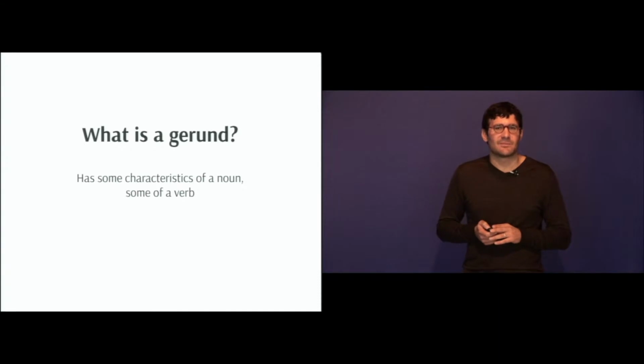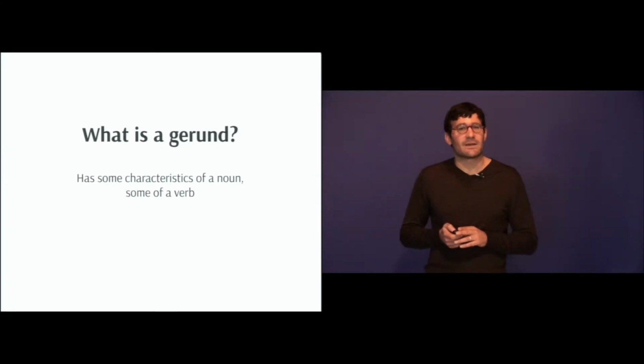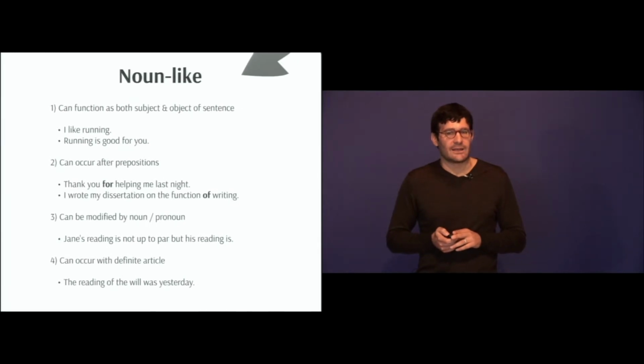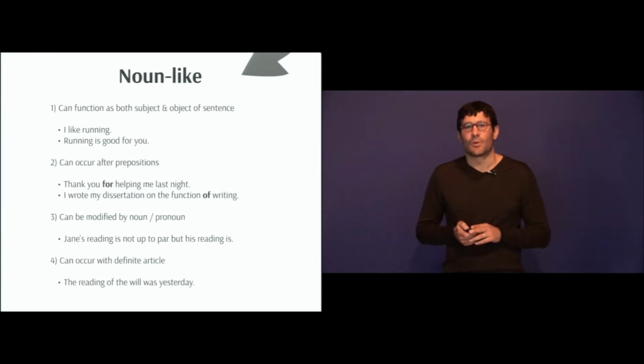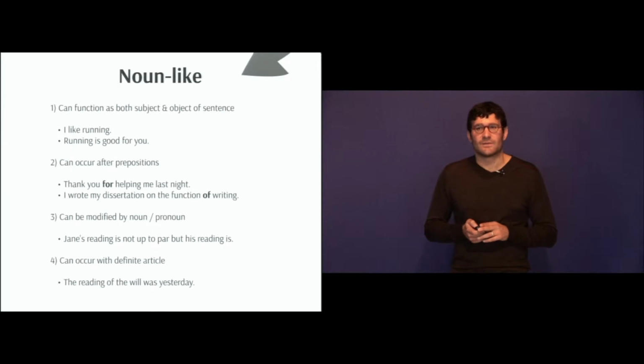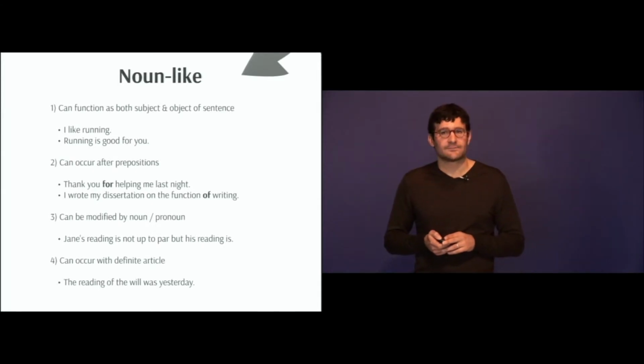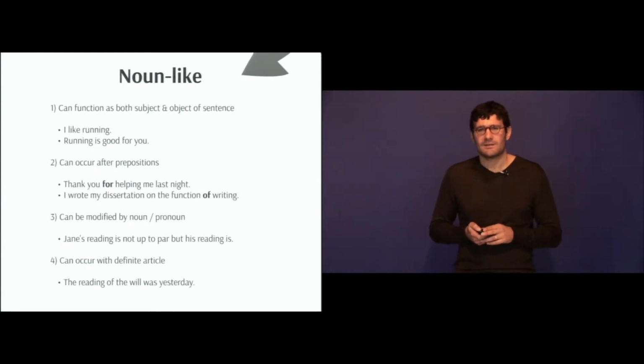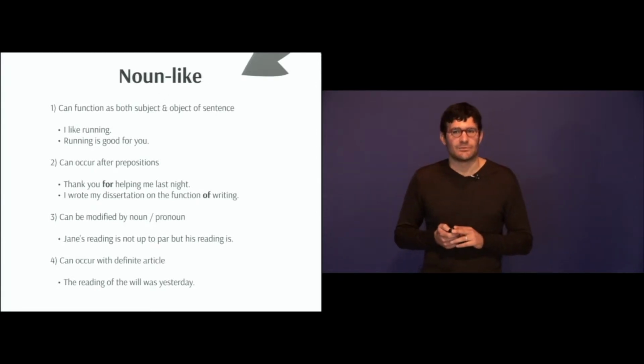Now, what exactly is a gerund? A gerund has some characteristics of a noun and some characteristics of a verb. So a gerund is noun-like in the following respects. Number one, it can function as both the subject and object of a sentence. I like running. Running is the object. Running is good for you. In the second sentence, running is the subject.